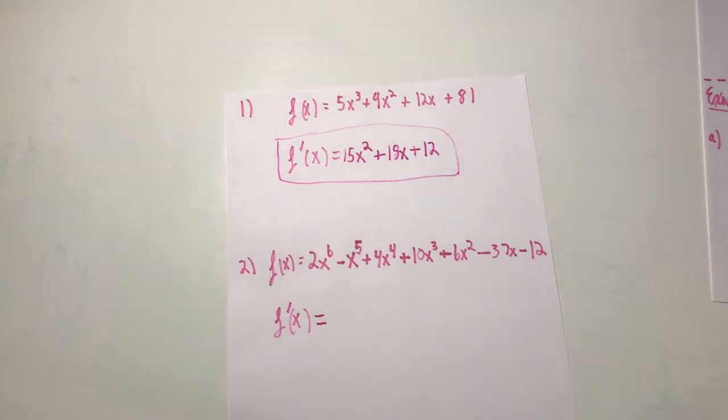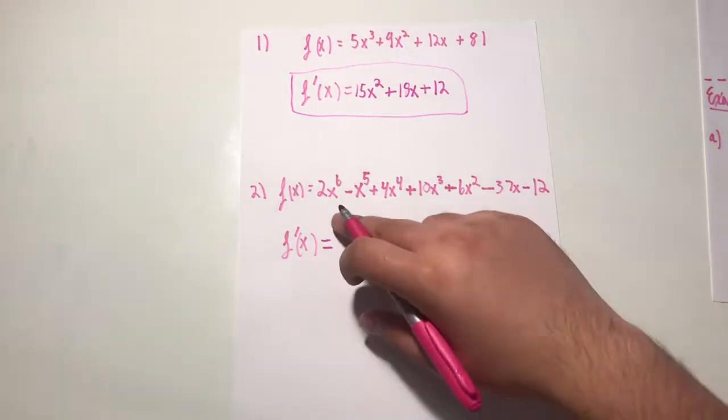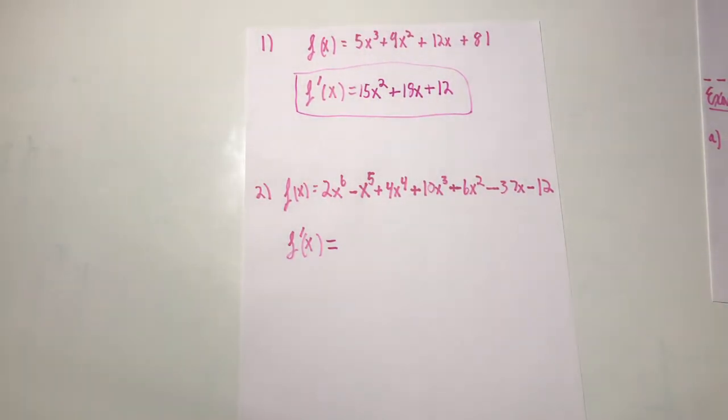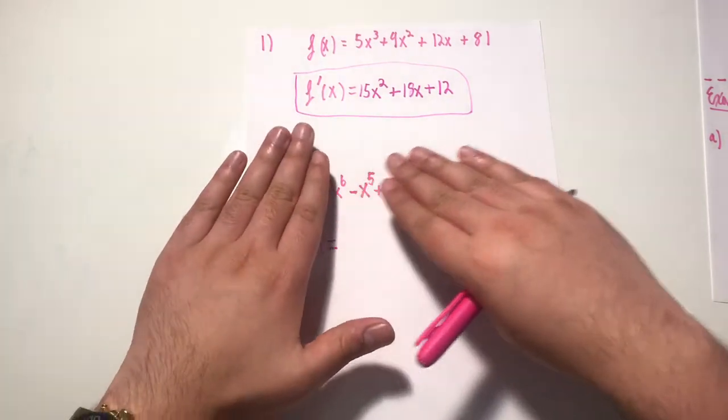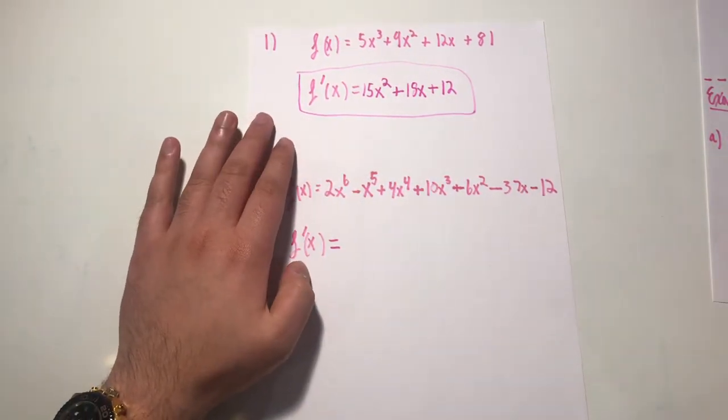Now let's look at another example. It looks longer, looks a bit more difficult, but it's much easier than it seems. You're doing the same steps over, right? You have a bunch of stuff separated by addition and subtraction signs. So you can individually take the derivative of each term. So let's go term by term.